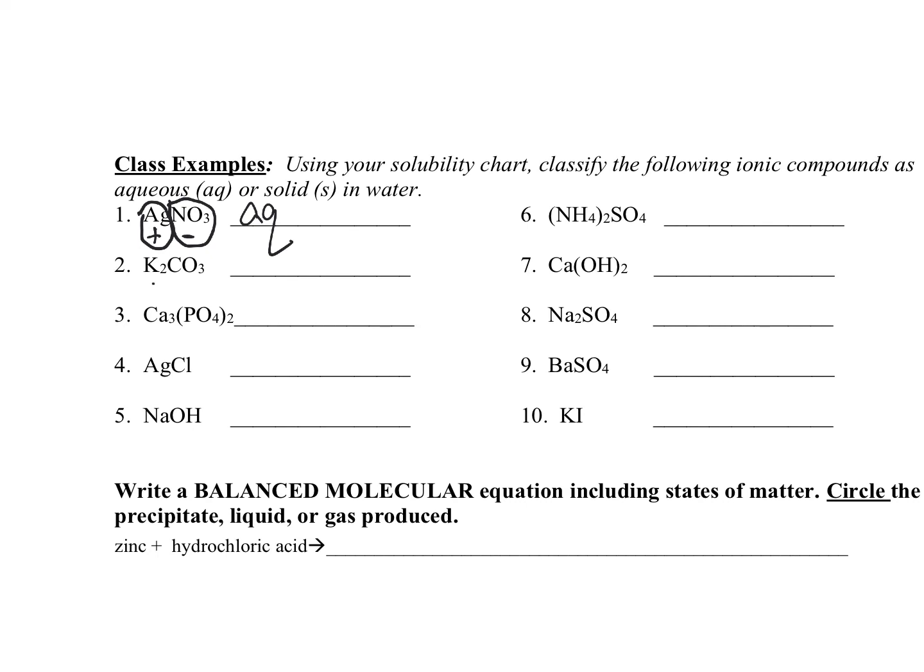Number 2, we have potassium carbonate. Potassium is my positive piece. Carbonate is my negative piece. Because we're going to use these rules, we look at the negative part first. So find CO3 all the way down at the bottom of your solubility rules. Phosphate, carbonate, and sulfite all have the same combination of soluble and not soluble compounds. Then we figure out whether K is soluble or not soluble.